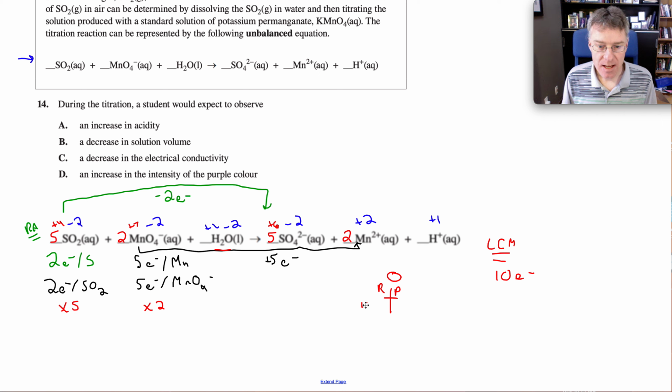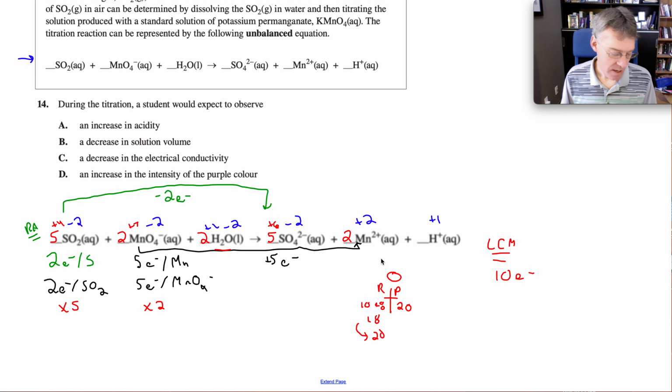So we have 10 plus 8. You can always just add them in your head. We have a total of 18, I'm not counting this water yet. On the product side, 5 times 4 is 20. And then there's no more. So we're short 2. We need to add 2 more to get 20 on both sides. So we're going to need 2 waters.